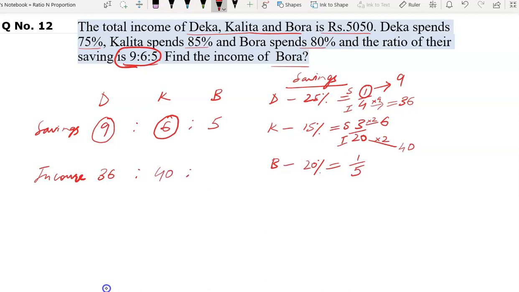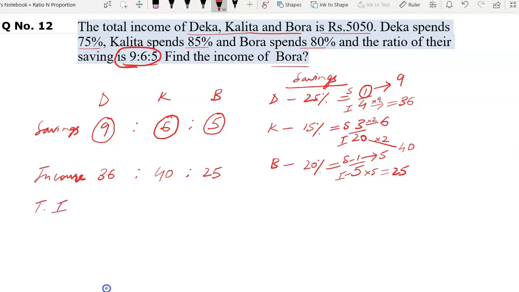In the same way, this is saving, this is income. 1 is saving and income is 5. So 1 unit represents how much? Bora is 5 units. So 1 unit represents 5. So 5 units will represent 5 into 5, which is 25. So we have got the ratio of income of Deka, Kolita and Bora.